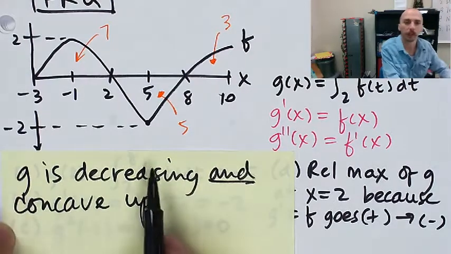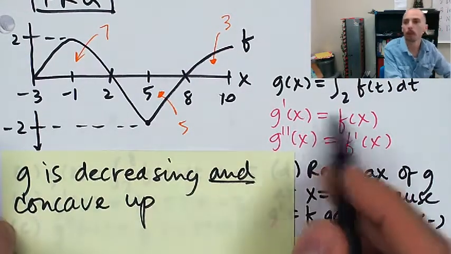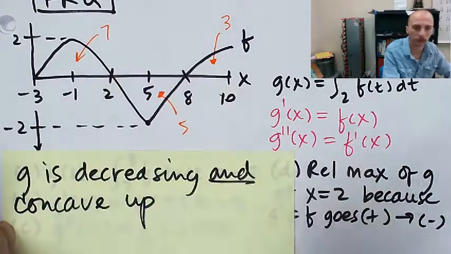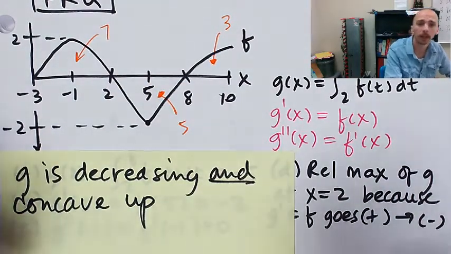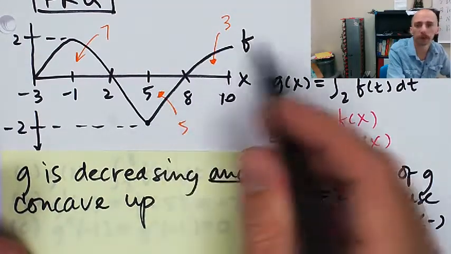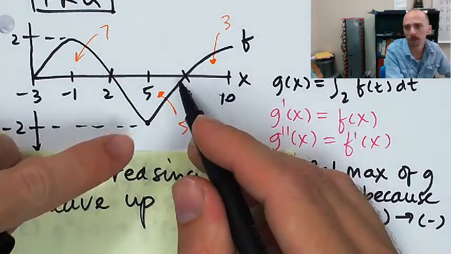Decreasing is where the derivative is negative. So that will be where f is negative, so it's somewhere between 2 and 8. Concave up is where the derivative is increasing. That's one way you could think of it. So that would be, you know, between 5 and 10. So overlap would probably be 5 to 8.